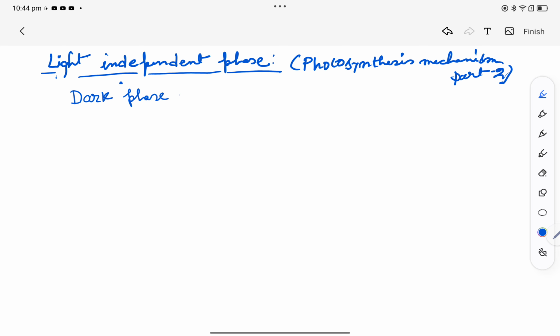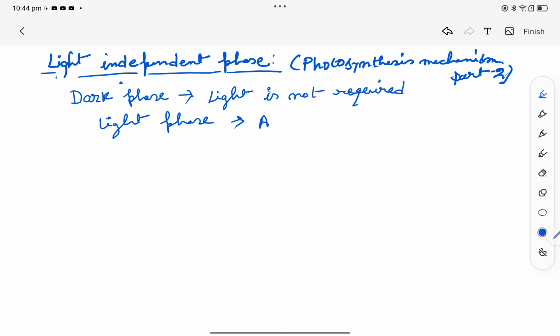Although it is called the dark phase, it doesn't mean it occurs only in the dark. It simply means that in this phase, light is not required. But the products from the light phase will be used in this phase. So what are the products that we got from the light phase? That will be ATP and NADPH, right?